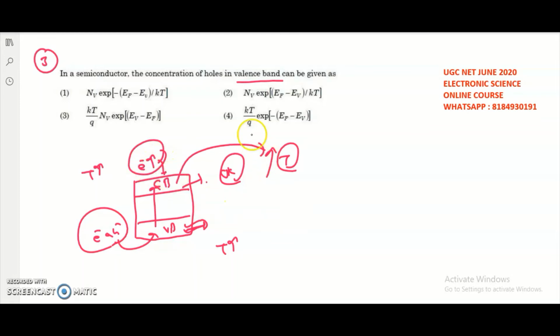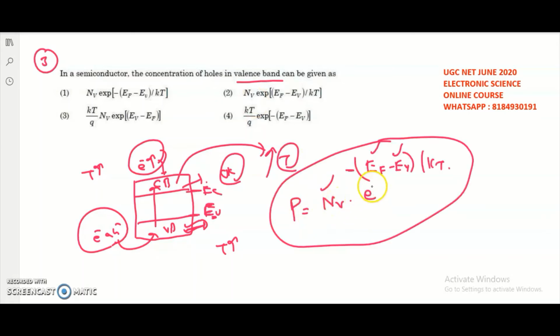Now the concentration of holes in the valency band, that is p, is equal to Nv into e power minus of (Ef minus Ev) divided by kT. Here Nv is the number of energy states in the valency band, Ef is the Fermi energy level, and Ev is the valence energy level. That means whatever line is there here, this line energy level is Ev, and this other line energy level is Ec, right? k is the Boltzmann constant and T is the temperature. So this expression is matching with the first option. So the first option is the correct one.